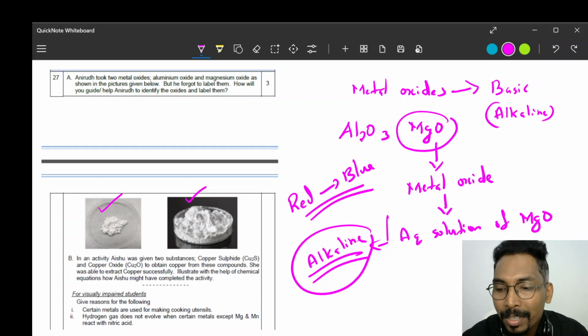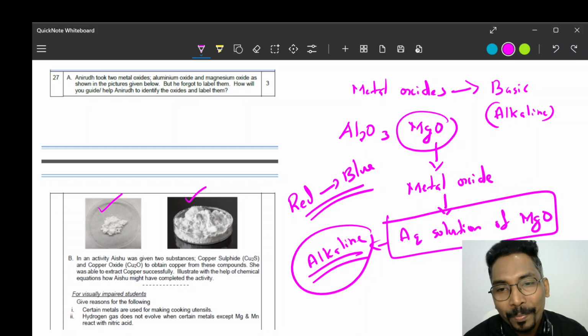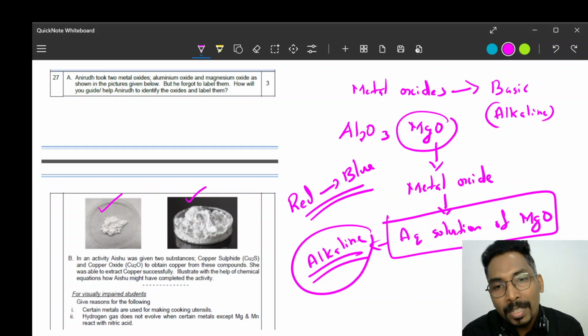So that is the observation, and by checking this way Anirudh, or that student, can label. So what he has to do is mix these powders, magnesium oxide and aluminum oxide. He doesn't know which is magnesium oxide and which is aluminum oxide. So he has to mix them with water. Mix these two powders with water and check with a litmus paper.